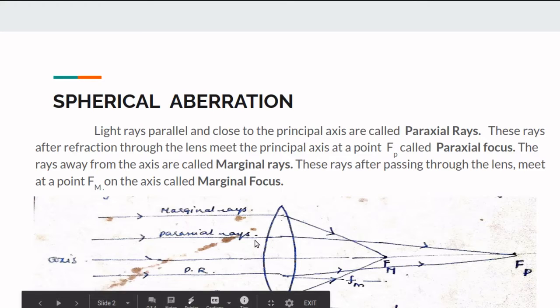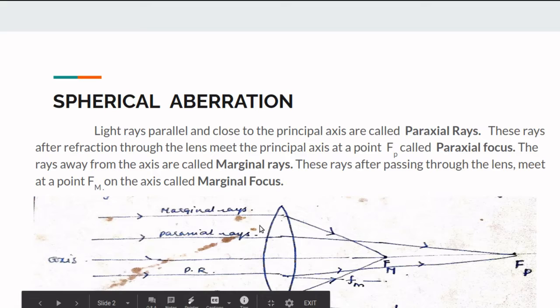When these paraxial rays are incident on the convex lens, after refraction they meet the principal axis at one point called the paraxial focus. Then the image is formed at this point. This paraxial focus is represented by capital FP.